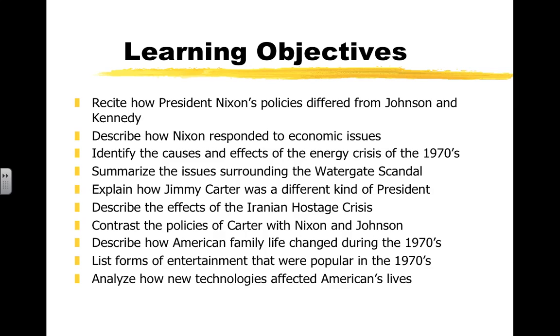and summarize the issues surrounding the Watergate scandal under President Nixon's presidency, explain how Jimmy Carter was a different kind of president than the previous presidents in American history, describe the effects of the Iranian hostage crisis. We'll catch a glimpse at this objective, but we'll talk more about it next week as well. Construct the policies of both Carter and Nixon, as well as Lyndon B. Johnson. Describe how American families' lives had changed during the 1970s, list the different forms of entertainment that were popular in the 70s, and then analyze how technology affected American lives.